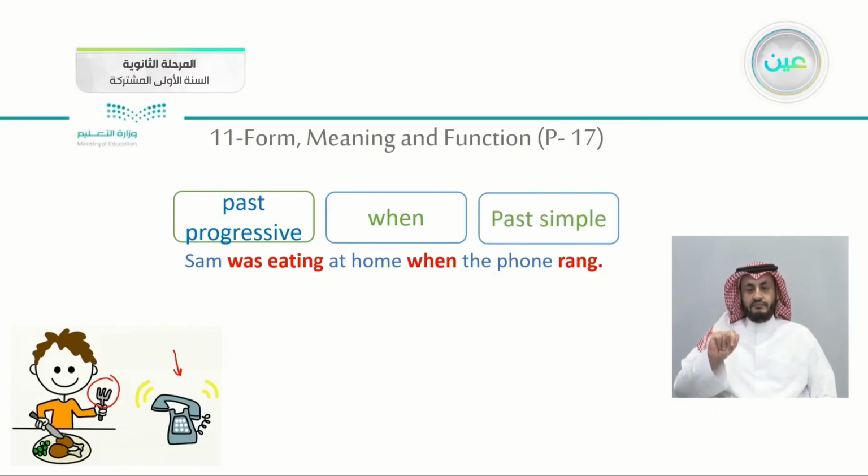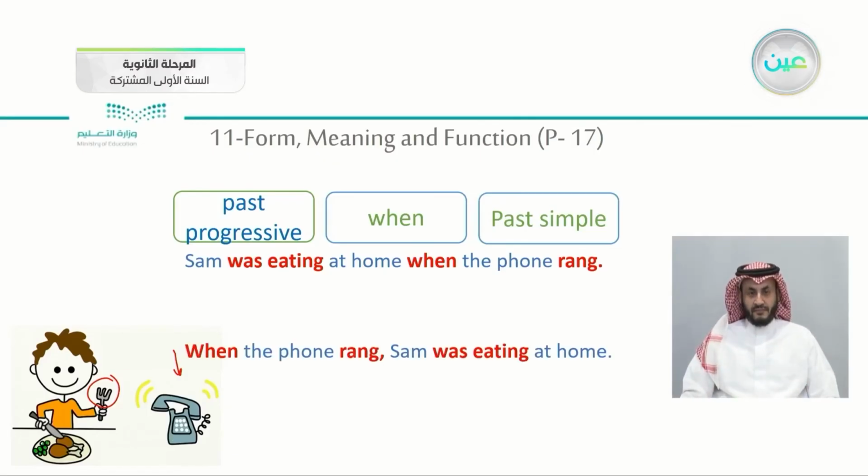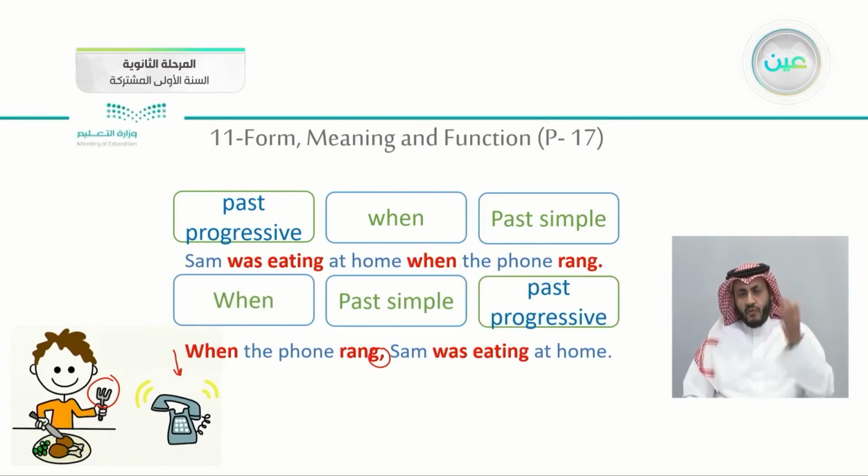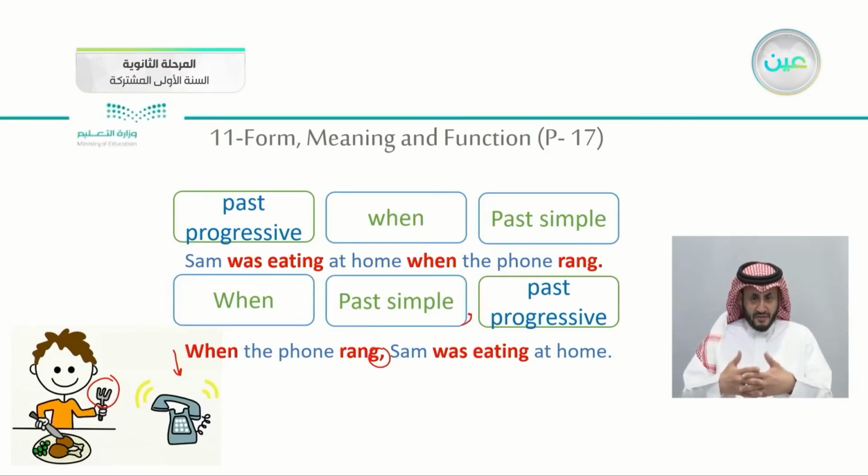We can change the order of the sentence if you want. So you can say, "When the phone rang, Sam was eating at home." Notice the comma in here. We started with "when" and the simple past, followed by the past progressive, and never forget to use your comma. Okay?